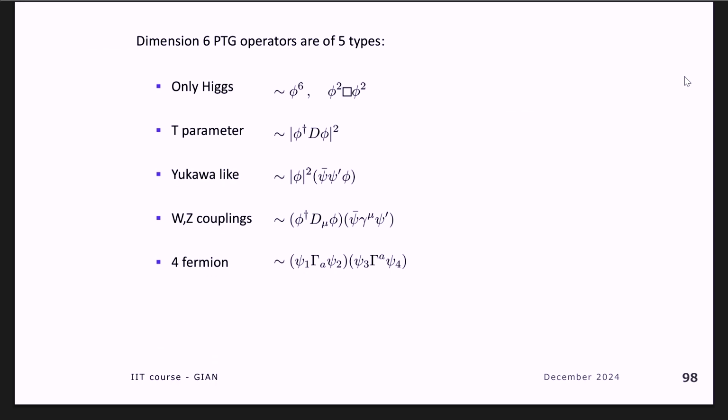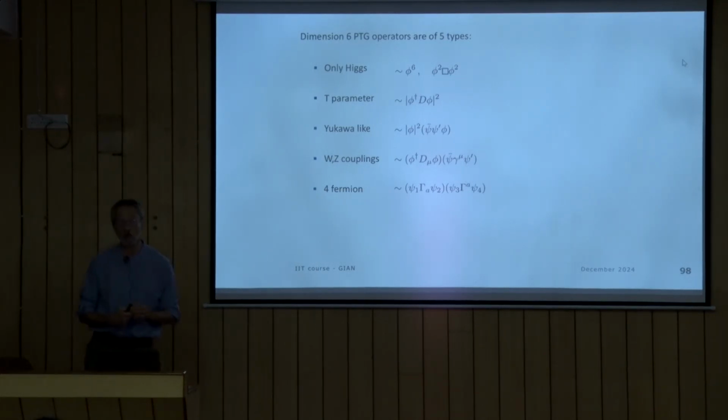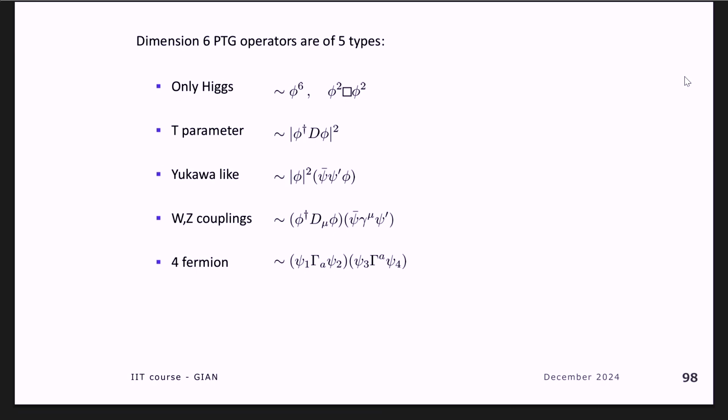So which one of these? Again, let me reemphasize, you have self-Higgs interactions, you have the T parameter, you have your Yukawa-like couplings, the WZ couplings, and you have four-fermion interactions. Those are your windows into new physics. In most cases. When I get to the applications, I will come to one case that I know of, very clear, where loop-generated operators actually are of interest, and we can probe them. But that's a very specific case.